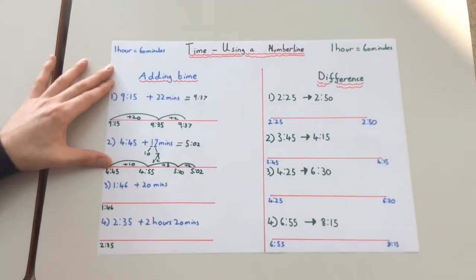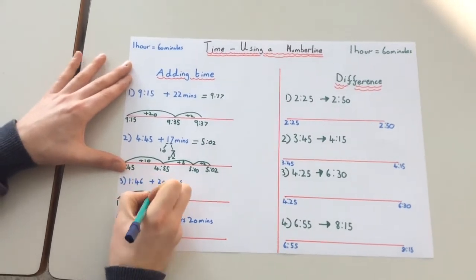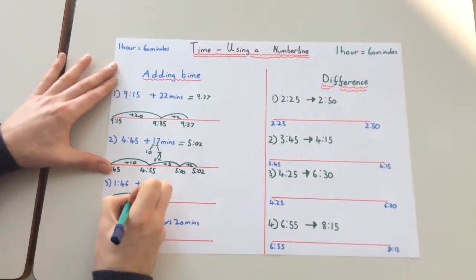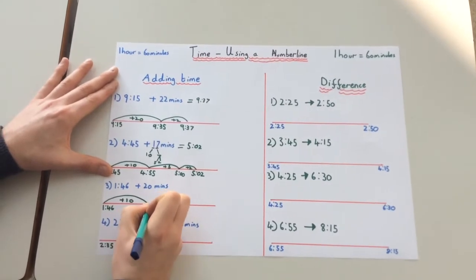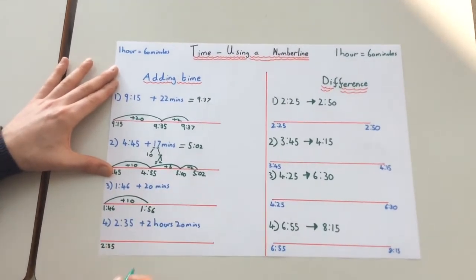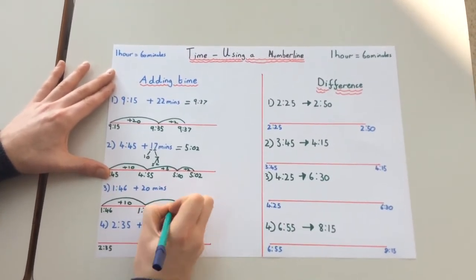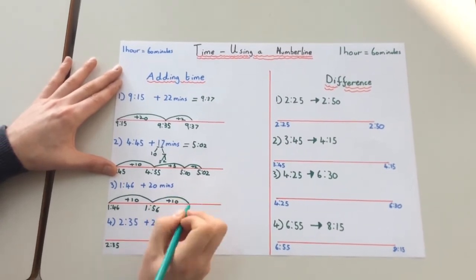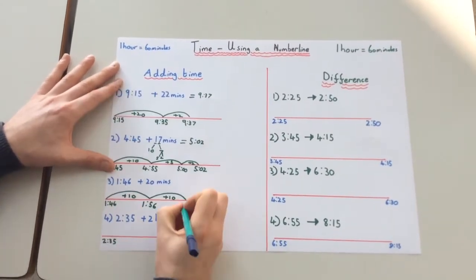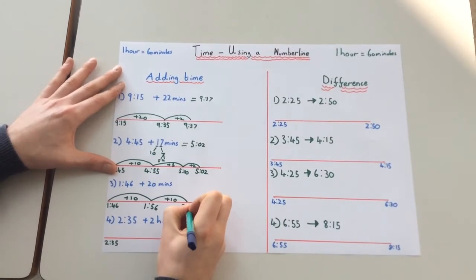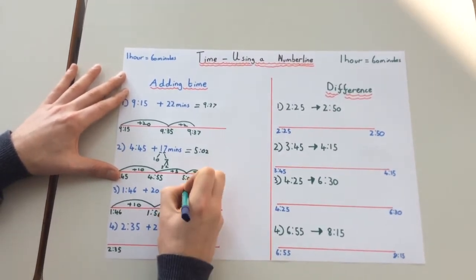Next one is 1:46 plus 20 minutes. So I'm going to add the 20 minutes. Well, if I add 10, it makes 1:56. And now if I add another 10, I'm going past the 60 minutes, so now it's going to be 2:06.